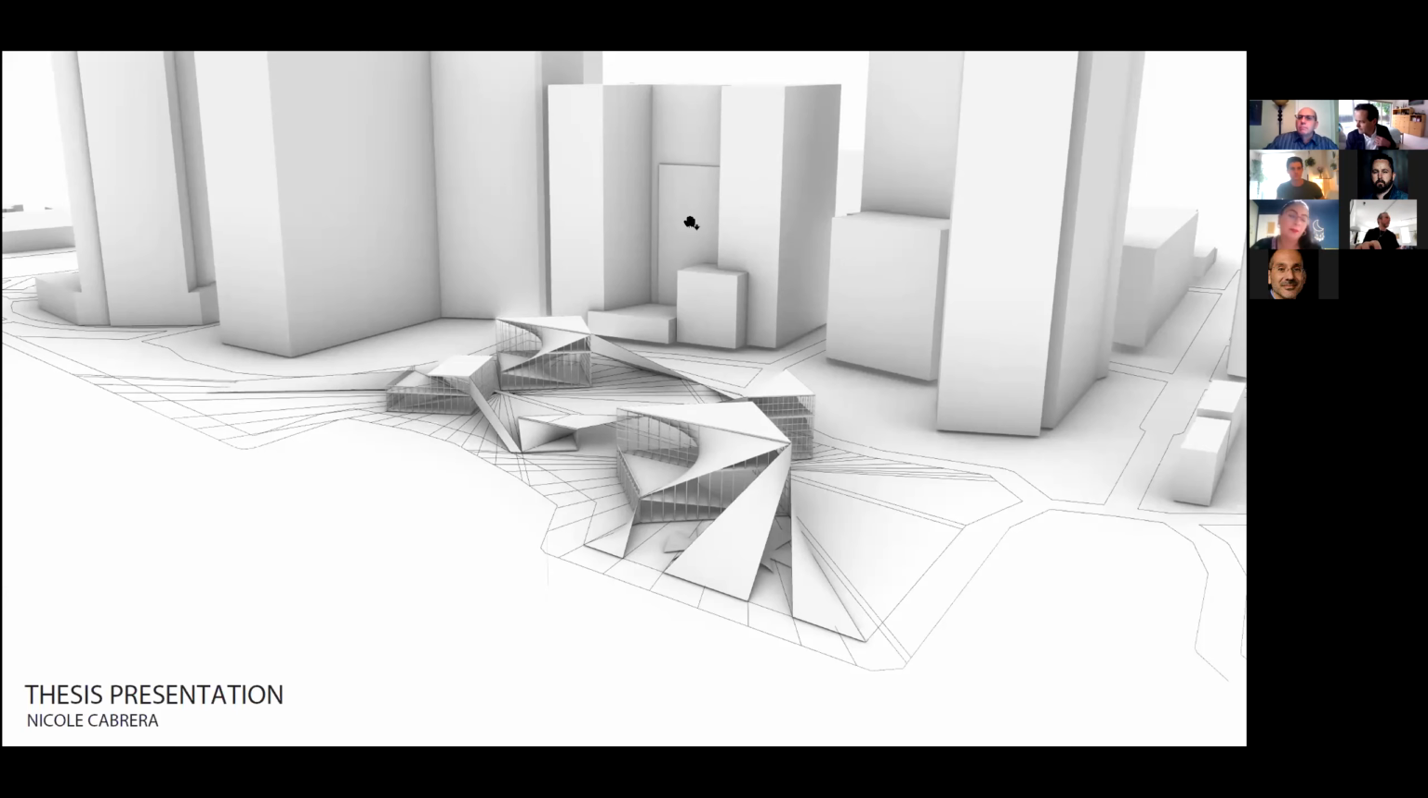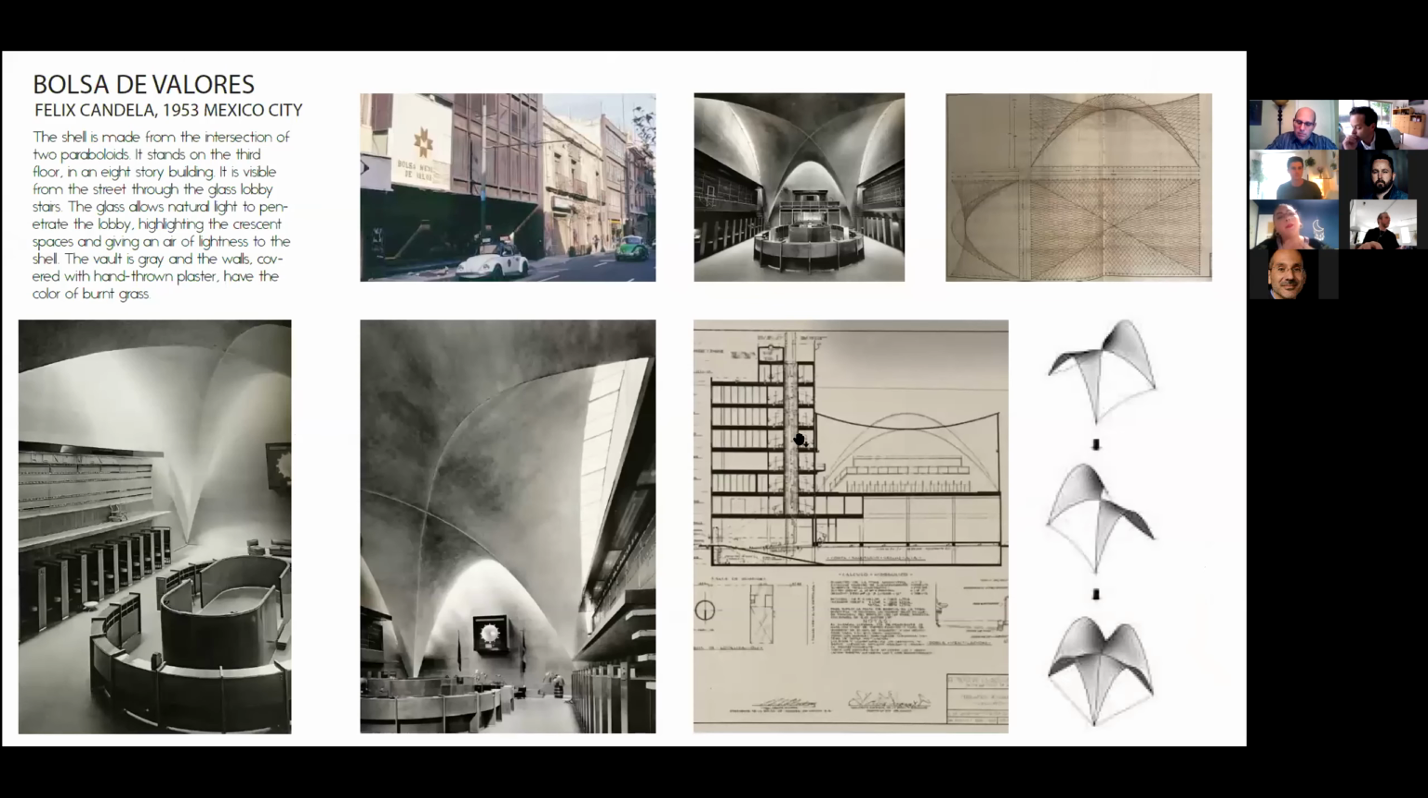So good afternoon. My name is Nicole Cabrera. My precedent was the Bolsa de Valores by Felix Candela, which was a roof made up of two intersecting hypar shells that actually existed inside of another building. It wasn't a structure on its own. It was just a decorative ceiling vault. And it was demolished in the early 90s because of damage caused from an earthquake.